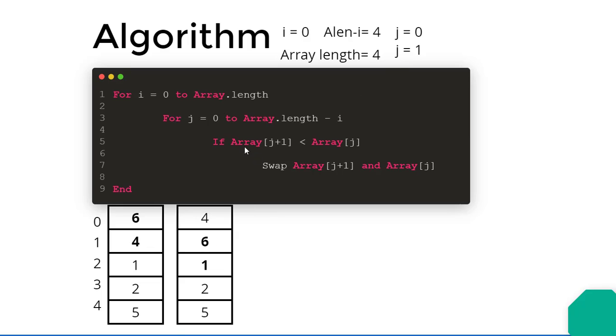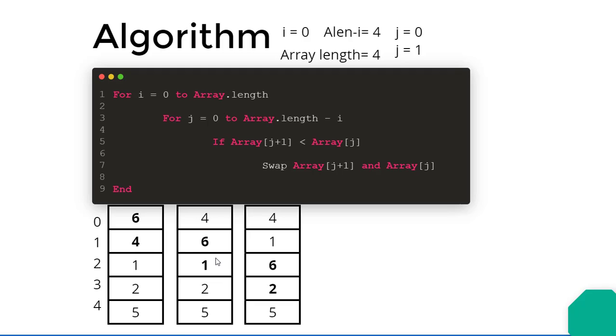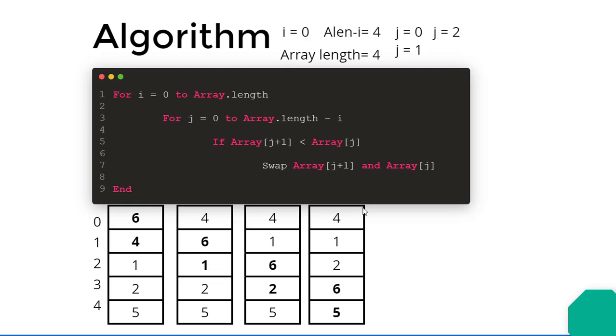Now again this condition: j and j plus 1, so here also array j plus 1 is less than array j, so again swap. So 6 is here. Now j is 2, so here is the second index and its value is 6, and j plus 1 is 3 and its value is 2. So 2 is less than 6. It means array j plus 1 is less than array j, so again swap. Now j's value is 3.